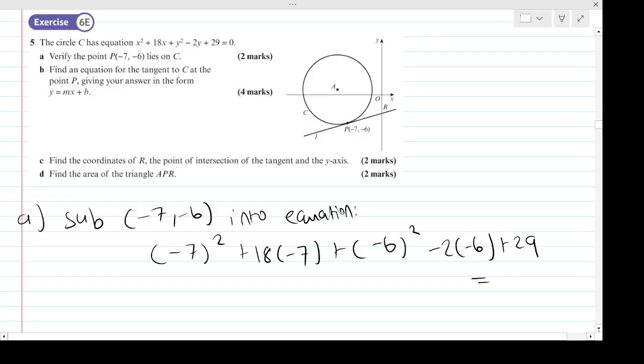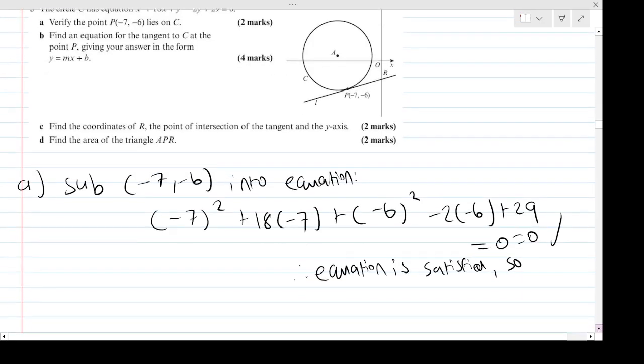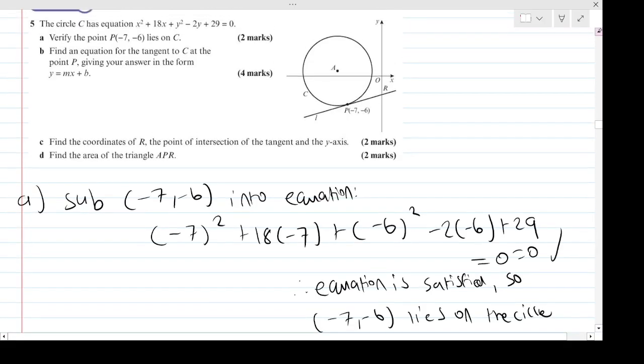Zero. Cool. So that means 0 equals 0, so both the right and the left hand side agree. They're the same, so therefore the equation is satisfied, which means that the point (-7, -6) lies on the circle. Cool. Okay, so then part B. That was fairly easy enough.